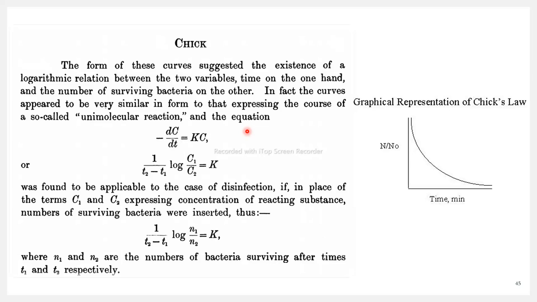Then, if you integrate it, C comes at the left hand side, dt comes at the right hand side. After integrating, it becomes kt, and it becomes minus of ln C. If you consider at time t1 the concentration is C1, and at time t2 the concentration is C2, then because of the minus sign, it will flip. Instead of log C2 by C1, it will become log C1 by C2. And the right hand side will become k into t2 minus t1. This is the integration result.